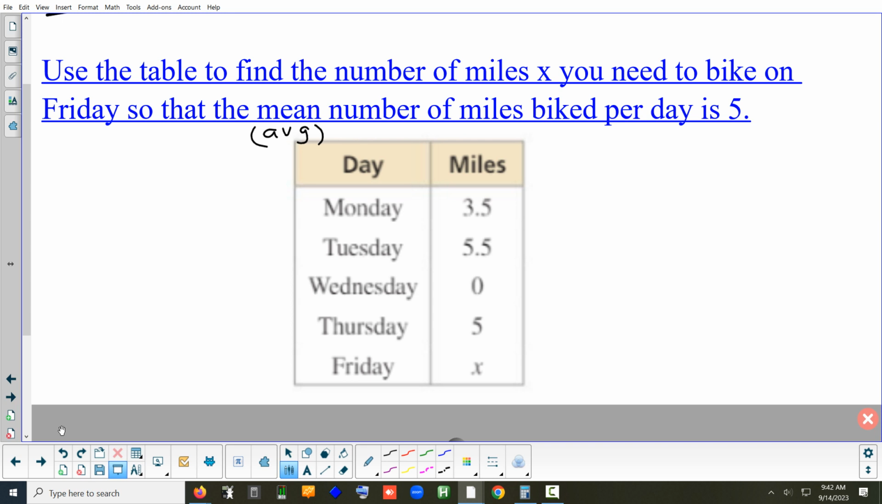So if we want to find an average of 5 days' worth of bike rides, how many things are we going to add up? Yeah, 5. We're going to add up what we did Monday, Tuesday, Wednesday, Thursday, and Friday. How many miles did we bike on Monday? 3.5. Plus, how many on Tuesday? 5.5. How many on Wednesday? 0. So we took the day off.